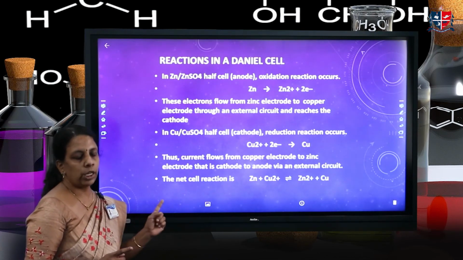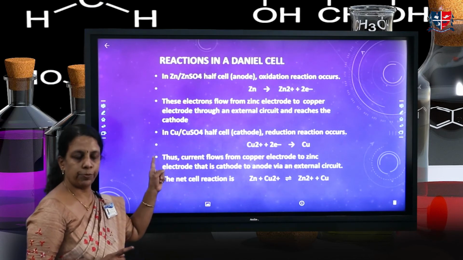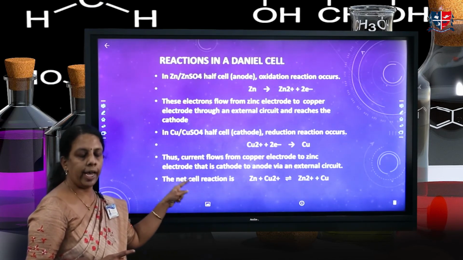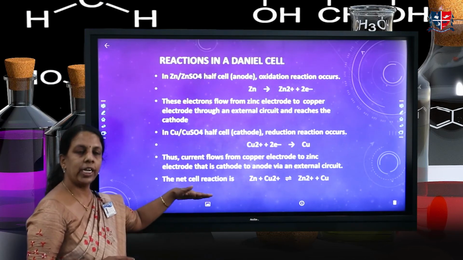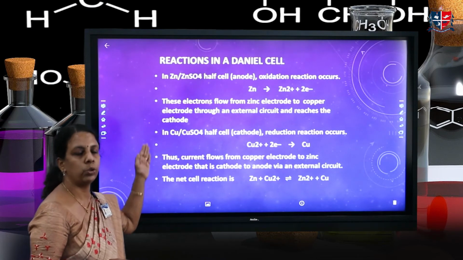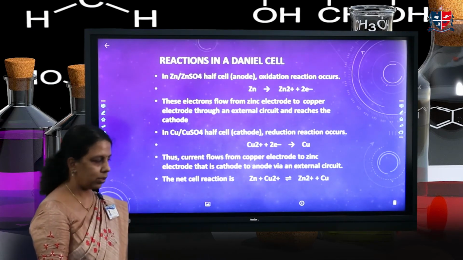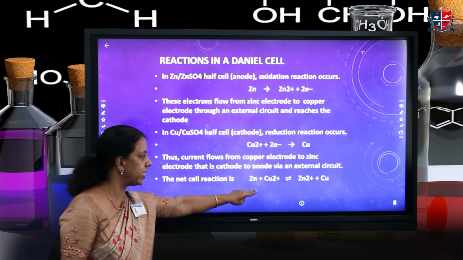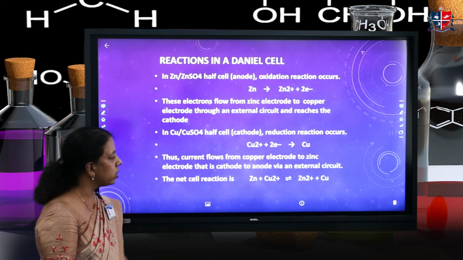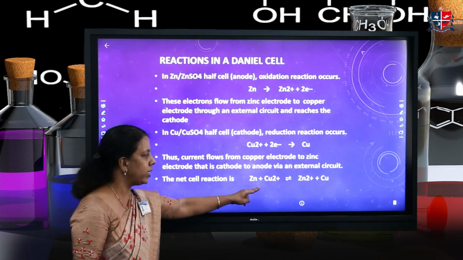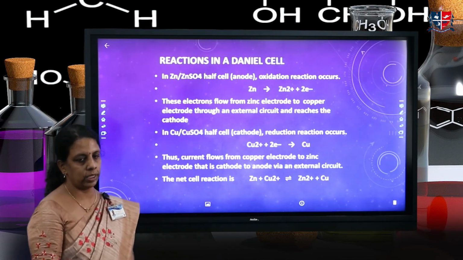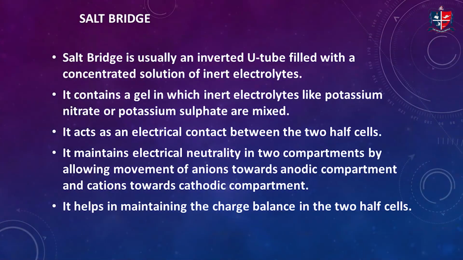So, as a result of these two reactions, there is flow of electrons from anode to cathode. So, electrical current will be generated whose direction is opposite to that of the flow of electrons. And we can represent the net cell reaction by combining these two half cell reactions. Zn + Cu2+ gives Zn2+ + Cu. This is the net cell reaction.